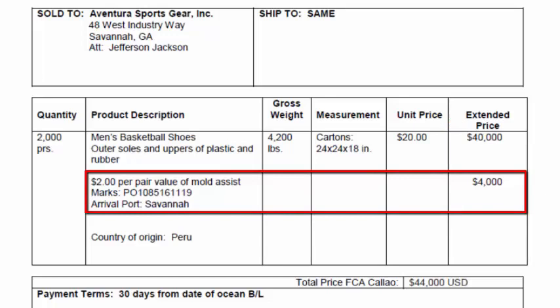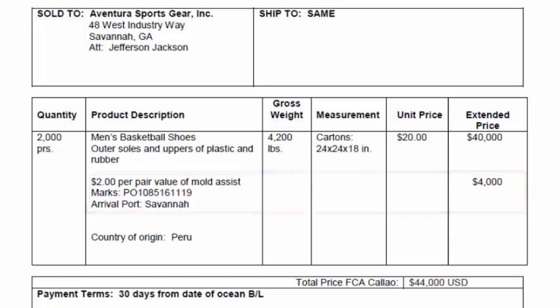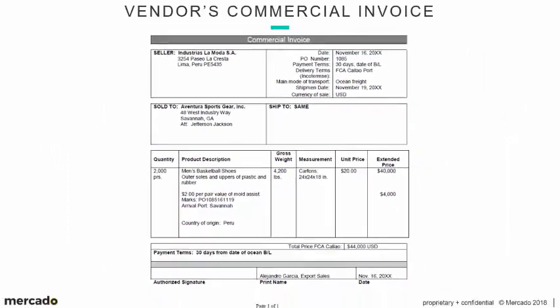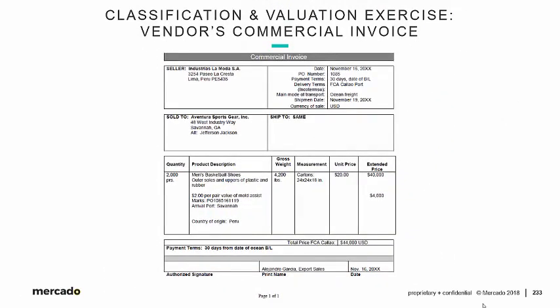Marks, we put in there. Arrival port, that is required on a commercial invoice, as we saw in our study of customs regs for commercial invoices. Country of origin, Peru, but the value of that assist is $4,000. The total FCA Callao price is $44,000. That is the transaction value of the merchandise. A good illustration of how transaction value should be calculated. We looked at inland freight. In this case, it didn't qualify to be taken out of transaction value, and we looked at an assist.